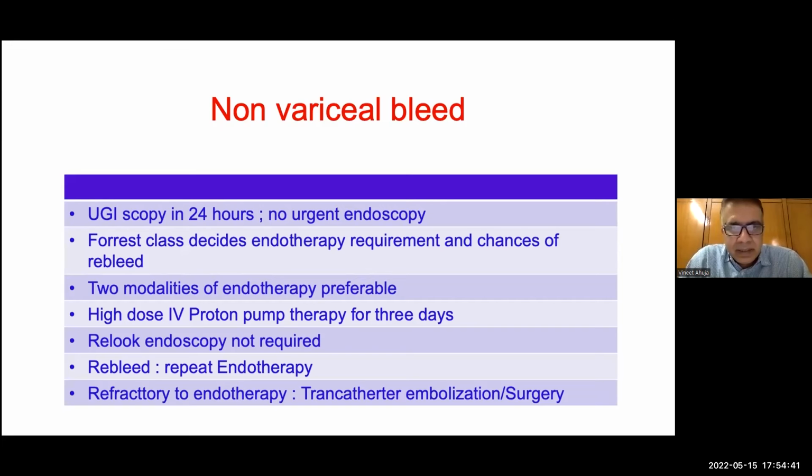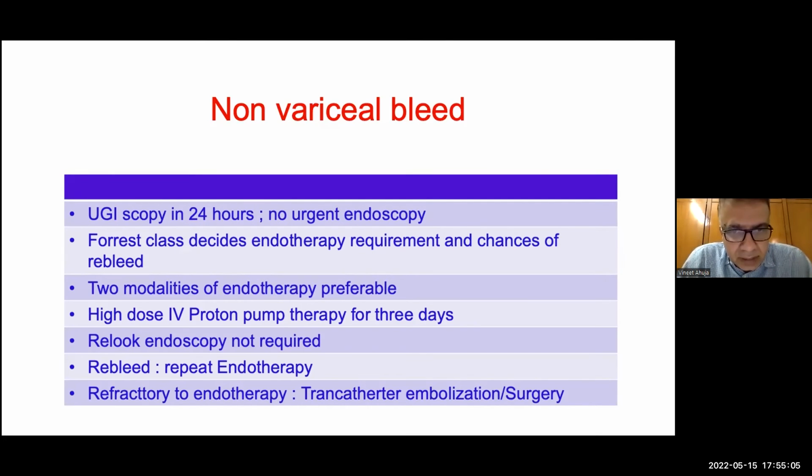So to summarize, the learning points of non-variceal bleed: upper GI endoscopy in 24 hours. No need for urgent endoscopy within 6 hours. This is an option to be exercised only on a case-to-case basis, when the patient is hemodynamically unstable, you have been able to stabilize the patient to some extent, and you want a quick endoscopy. Otherwise, in 90% of the cases, I would say more than that, stabilize the patient, endoscopy in 24 hours.